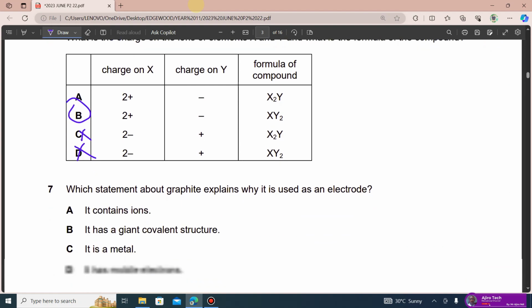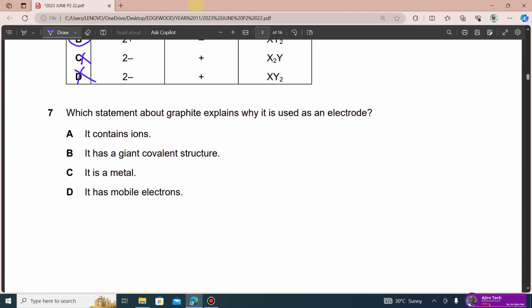Alright, so let's go to question 7. Which statement about graphite explains why it is used as an electrode? Of course, graphite is used as an electrode because it is inert and for the fact that it conducts electricity. The property that enables it to conduct electricity is that it has mobile electrons, by looking at the structure of graphite.